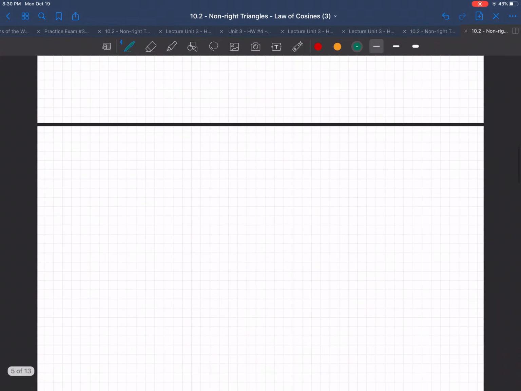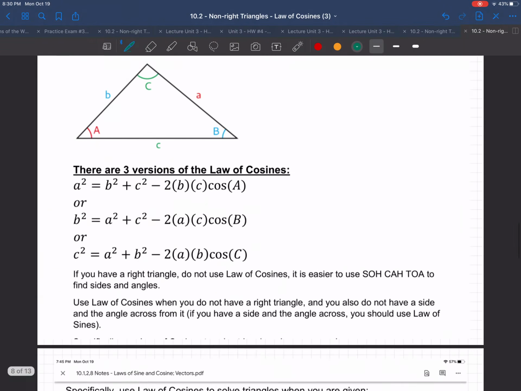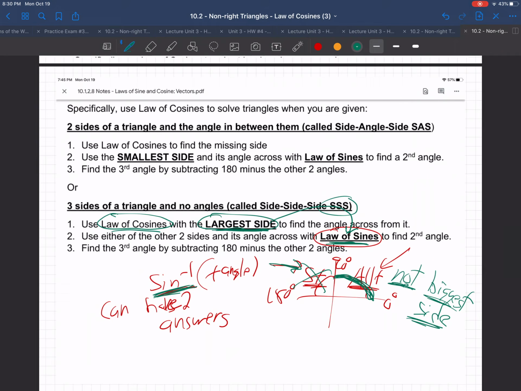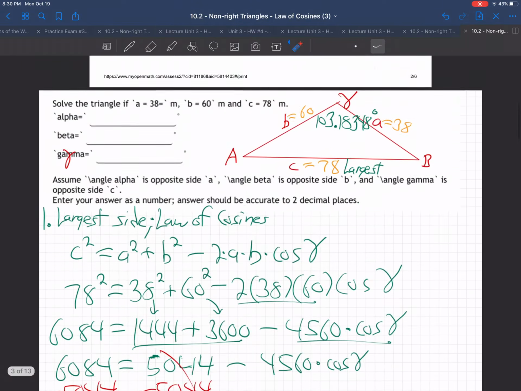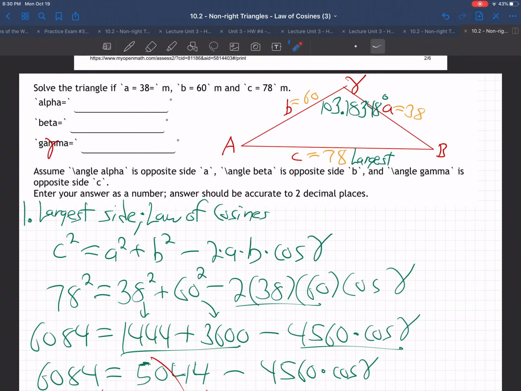Let's go back to the instructions on the notes. So we use the law of cosines to find the largest side with the largest angle across from it. Got it. Now, use either of the other two sides and its angle across, with the law of sines, to find the second angle. So now we switch to law of sines. Why do we do that? Because law of sines is easier, and now we can, meaning we have an angle and opposite side. As soon as you have an angle and the side opposite, you can shift to law of sines, which is easier. It's just those equal fractions.